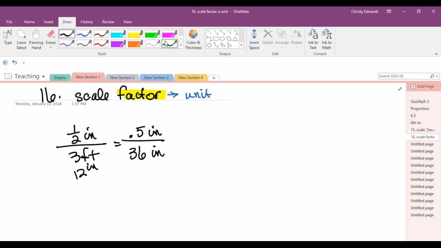How could we make this 0.5 into like a whole number? Exactly, Emily. I love it. Emily says, why don't we just double the top and bottom? 1 inch to 72. It is a fraction with a decimal mixed into it.